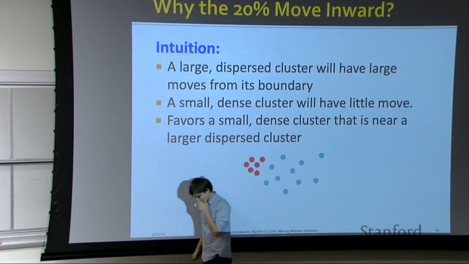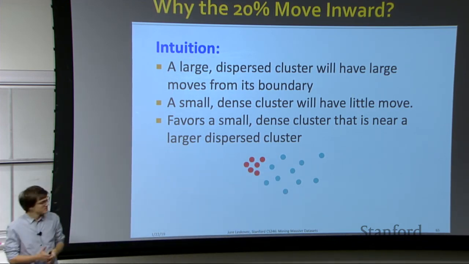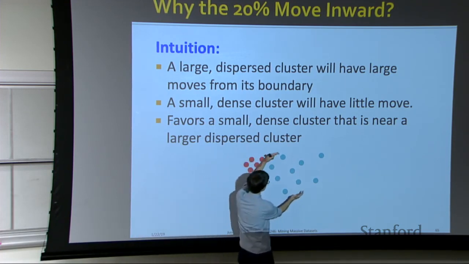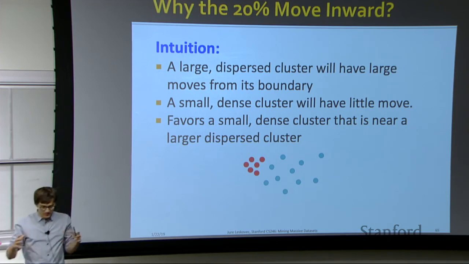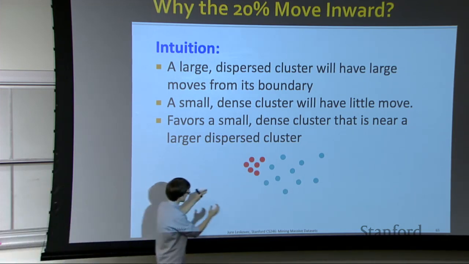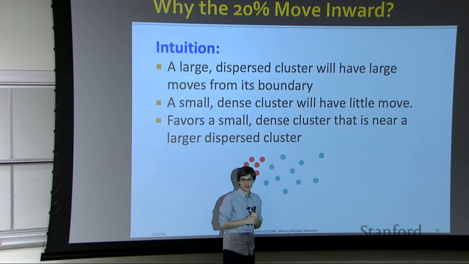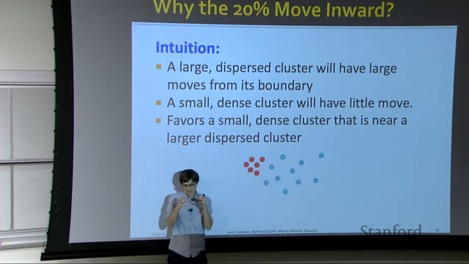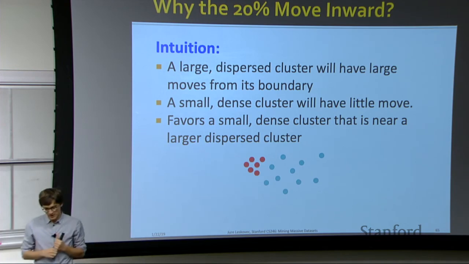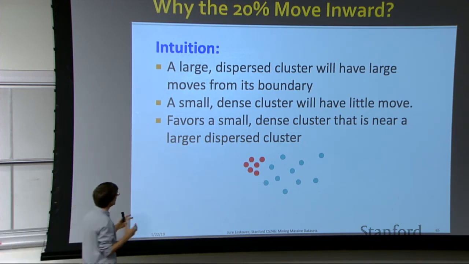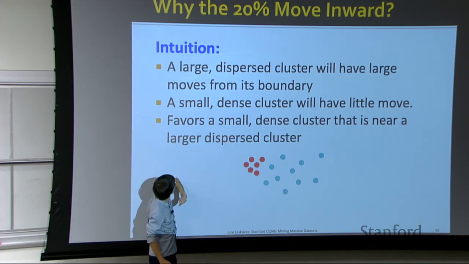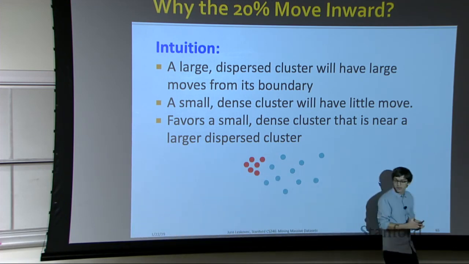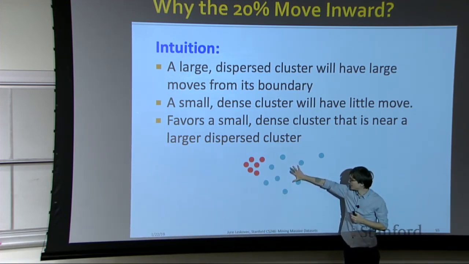The reason why we want to do this is because if I have a large dispersed cluster where points will be very far away from each other, then when I move them 20% closer, this will shrink that cluster by quite a lot. While small, densely packed clusters won't be shrunk that much. They won't move too much. So it means that my method will favor small, dense clusters rather than big dispersed clusters, right?